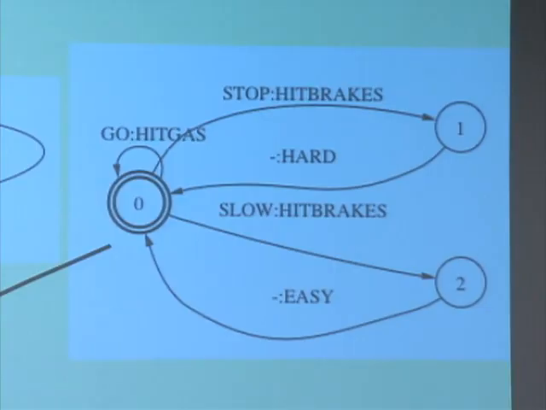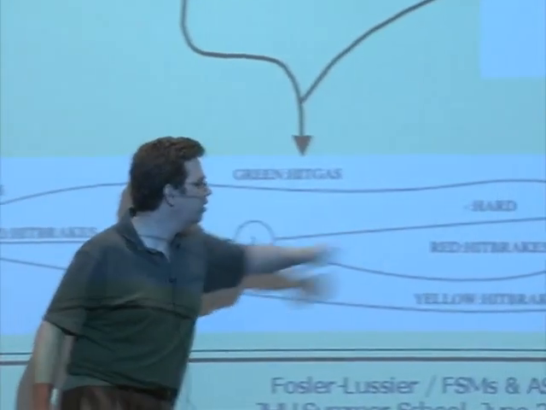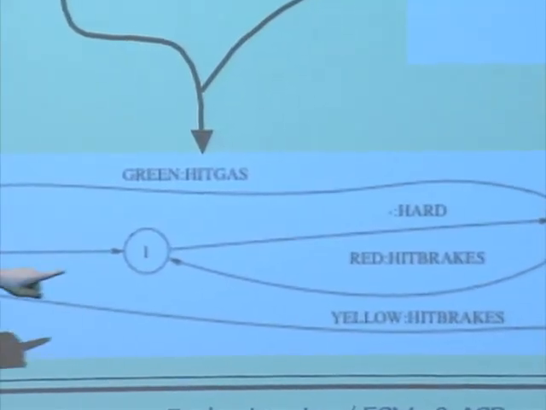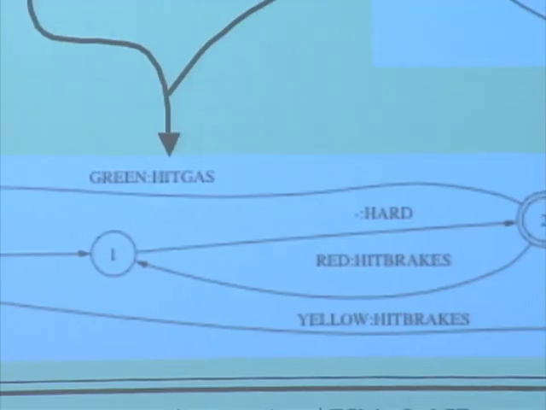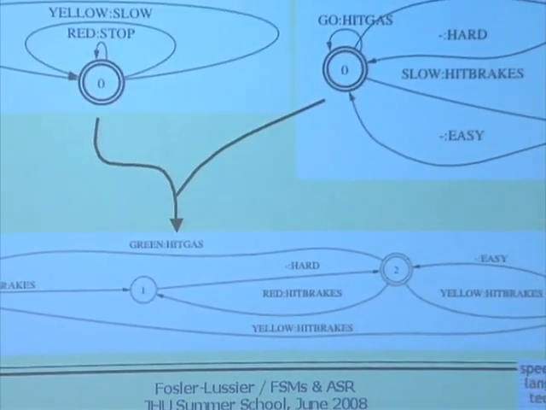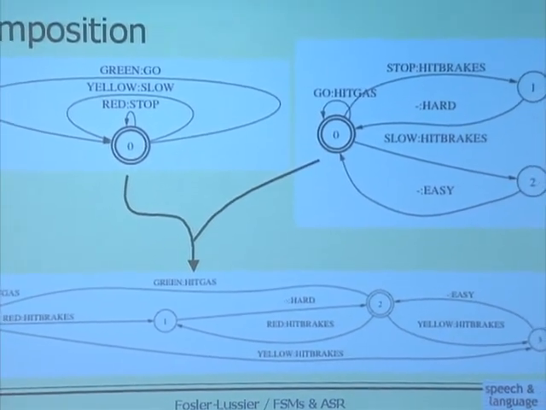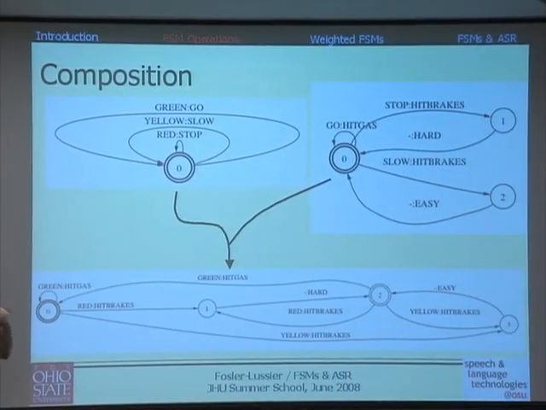Okay, so I compose the two of those, and now I learn, okay, if it's green, I'm going to hit the gas. If it's red, I'm going to hit the brakes hard. If it's yellow, I'm going to hit the brakes easy, right? So that's the composition of those two. Everybody happy? Yeah? Okay, so really it's all about transforming one set of symbols into another set of symbols. That's all we're really doing, and that's what this technique does generically. And then we can put that to use in a lot of different language technology applications.